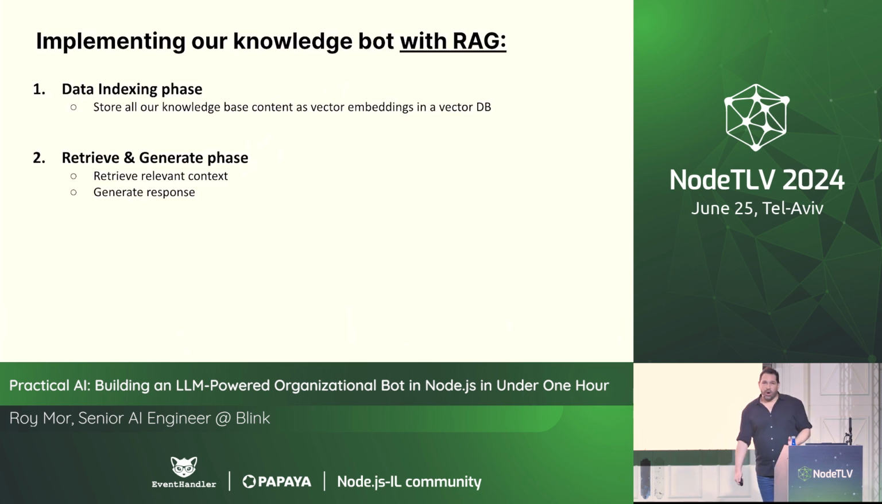So now that we know all that, we're ready to implement our RAG, at least on the board. RAG has two phases. The first one is the data indexing phase, where we store all our knowledge-based content as vector embeddings in a vector database. And the second one is the retrieve and generate phase. This is what happens in real time when the user makes a query, where we retrieve the relevant context and we generate the response with the LLM using that context. So let's start with the data indexing phase.